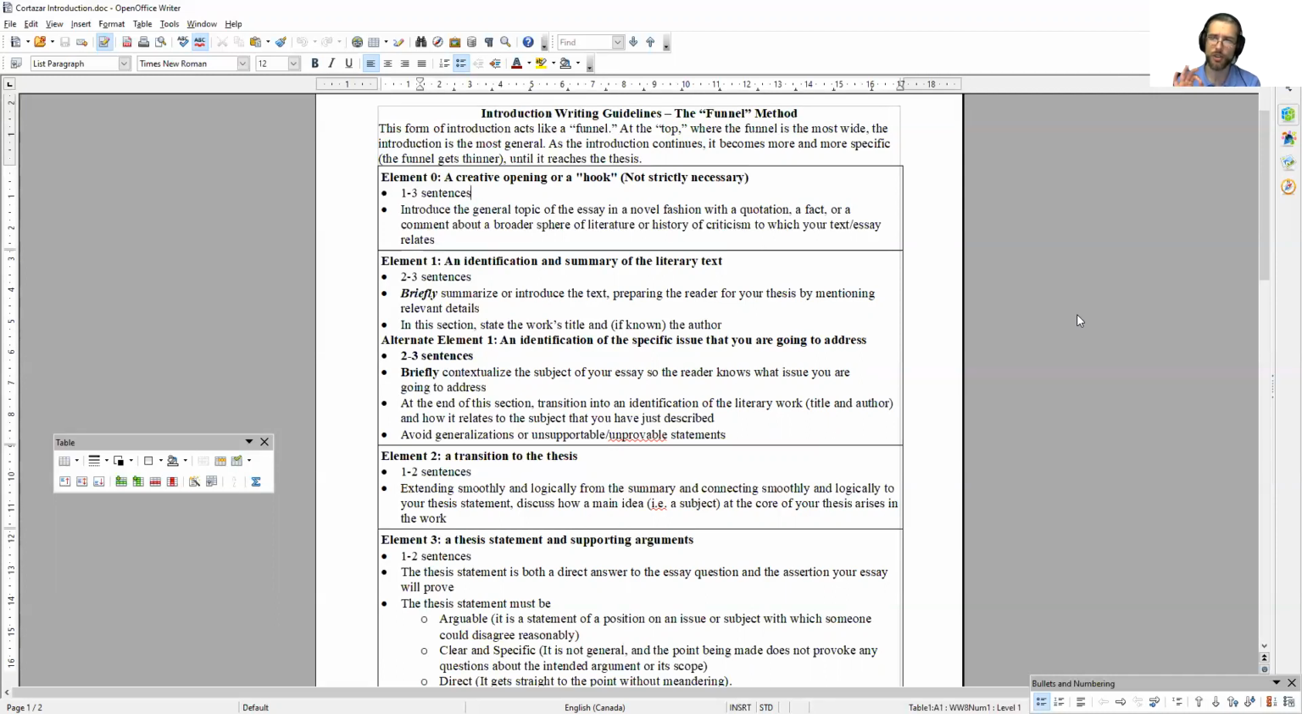Element 2 is a transition to the thesis. This transition should consist of 1 or 2 sentences wherein you tie the ideas that you've mentioned in the summary into the thesis statement. So you're moving from these ideas that you've been discussing and showing how they're relevant or how they help to convey an argument in your thesis.